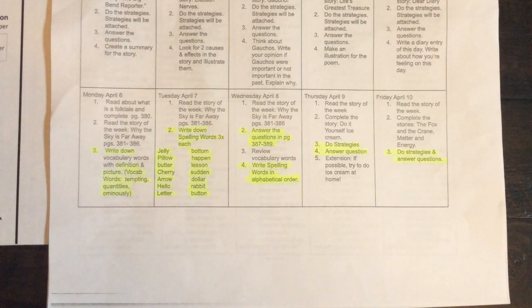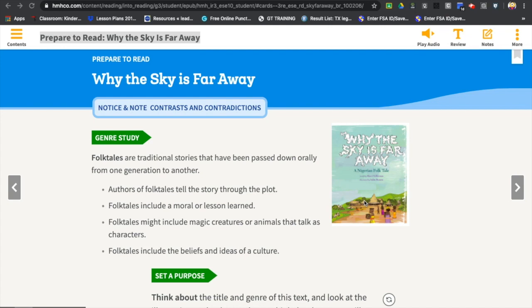Once you finish reading, for the assignment, number one, you're going to send the picture via Class Dojo. And number two, you're going to write the vocabulary words, the definition, and a picture about that vocabulary word. So let's begin. This is page 380, prepare to read.